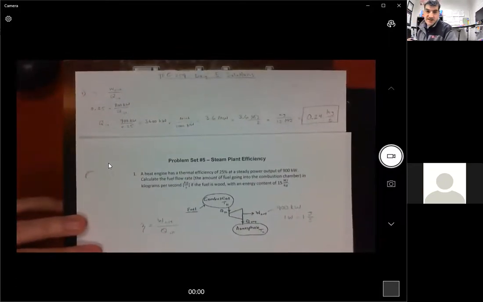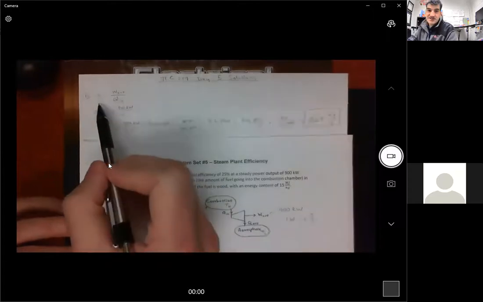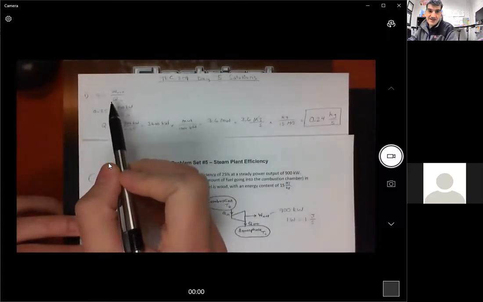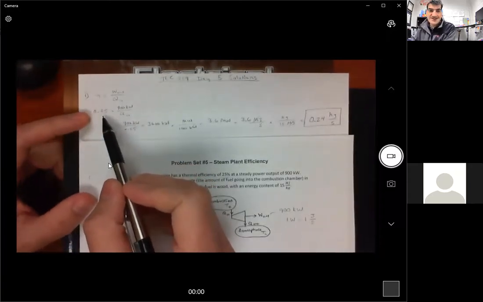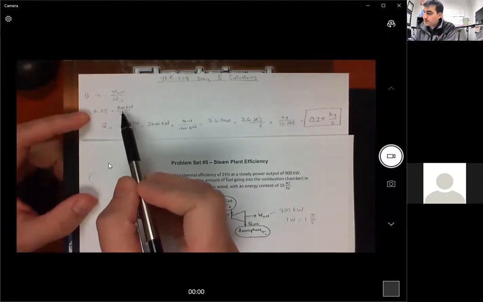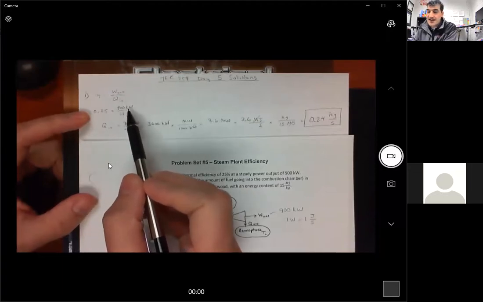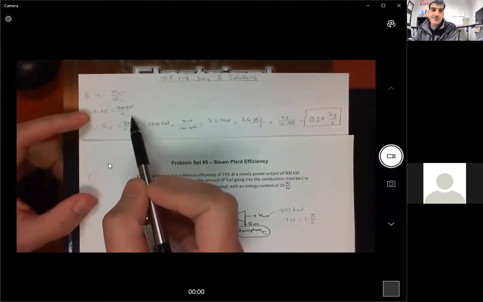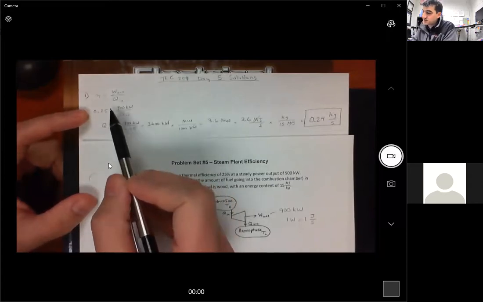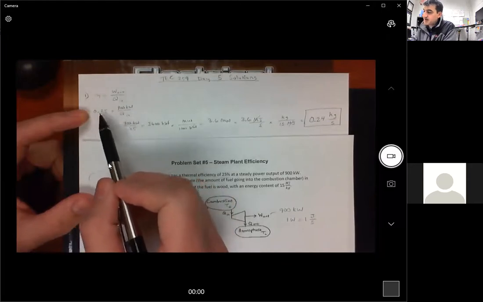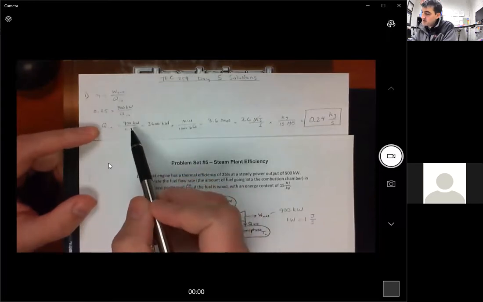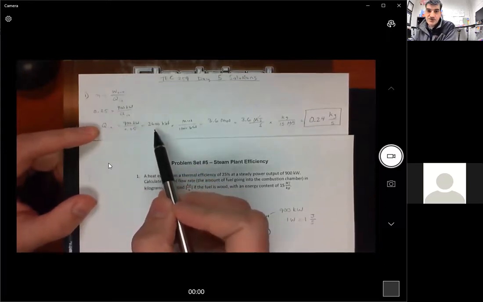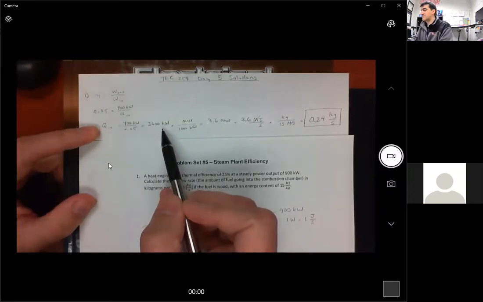All right, so here is our equation for efficiency. It's the work output divided by the heat input. And we know what the efficiency is. It's 25% or 0.25. And the work output is 900 kilowatts. So the only thing left to solve for in this equation is the heat input. So we can do that by multiplying both sides times Q in, and then dividing both sides by 0.25. And that tells us that our heat input is 900 kilowatts divided by 0.25, which is 3,600 kilowatts.